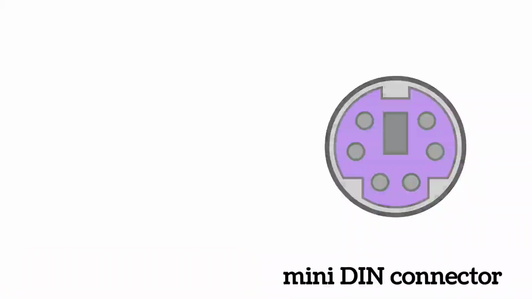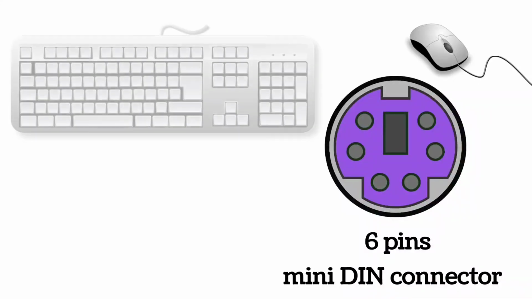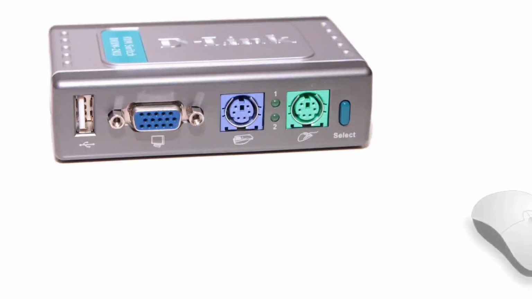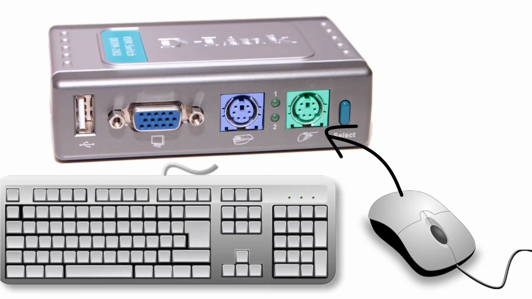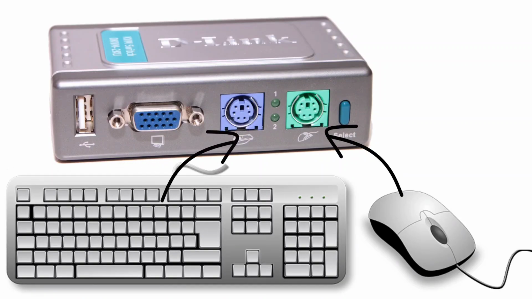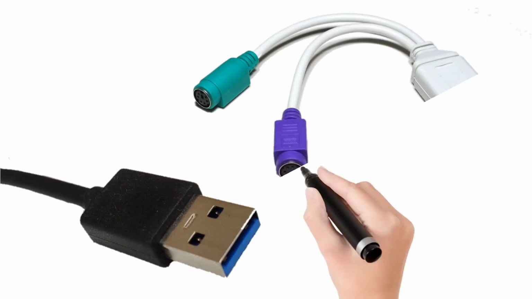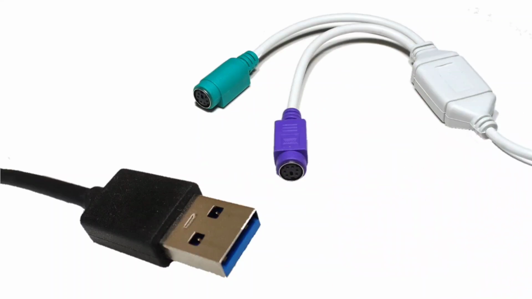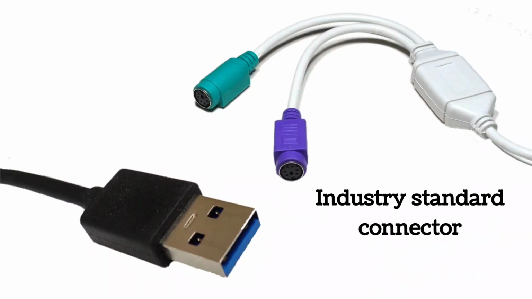It is a mini DIN connector having 6 pins that is used to connect a mouse and keyboard to the computer. Here, the mouse can be connected to the green color port and the keyboard can be connected to the purple color port. Because USB was not invented at that time, before 2000, PS2 was the industry standard connector for the mouse and keyboard.